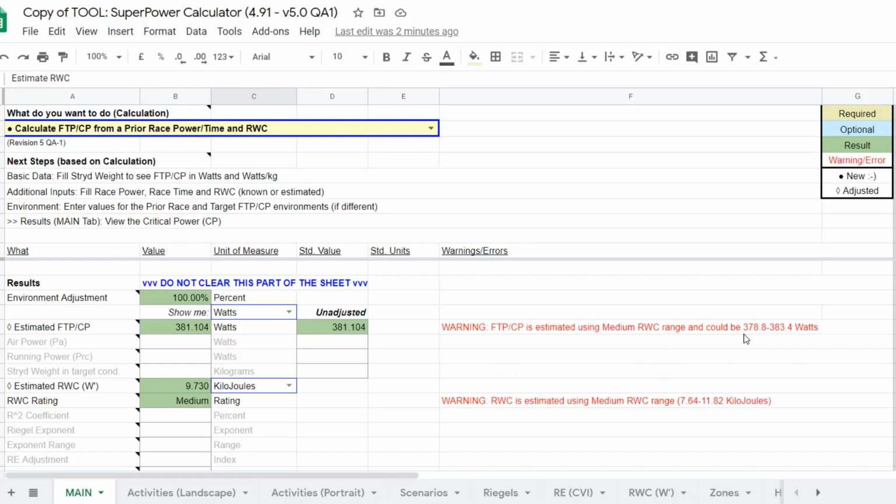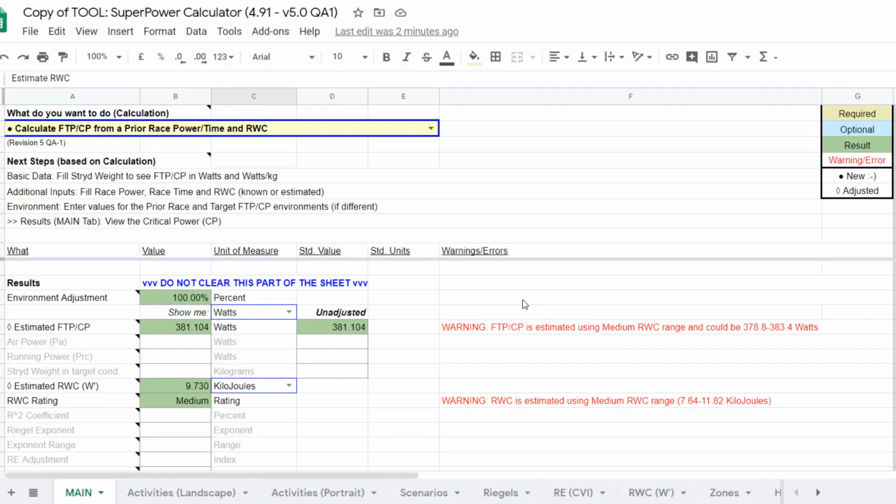You need to allow the athlete or the coach or the user of the SuperPower Calculator to have some leeway. It's not that you have to use 381. There's a range. This person's FTP or CP is in this range in all likelihood. A high probability that it's between 379 and 383 watts.